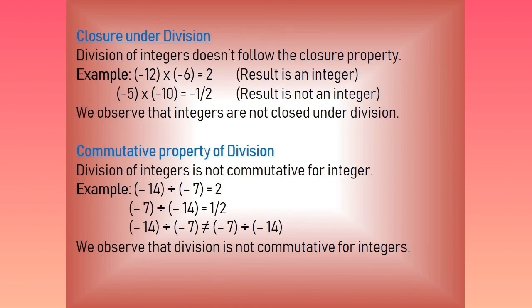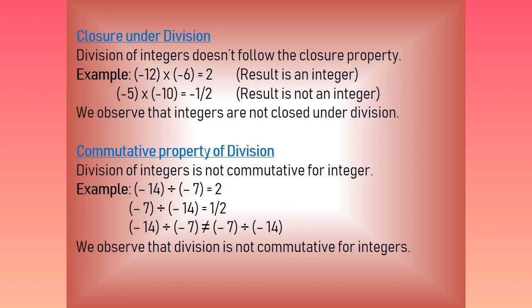Closure under division. Division of integers doesn't follow the closure property. For example, -12 ÷ -6 = 2. Result is an integer. -5 ÷ -10 = 1/2. Result is not an integer. We observe that integers are not closed under division.